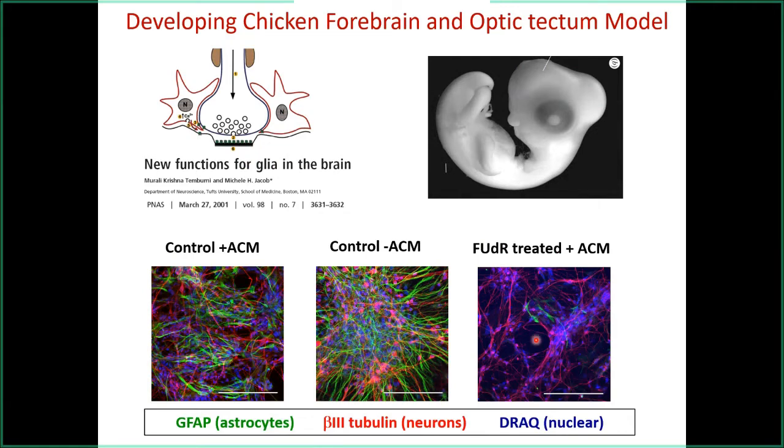So our current conditions are FUDR treated in the presence of ACM, and control cultures also in the presence of ACM, because the cardinal rule in experimental biology is that you can change only one thing at a time. So these are our control cultures and these are our treated cultures.